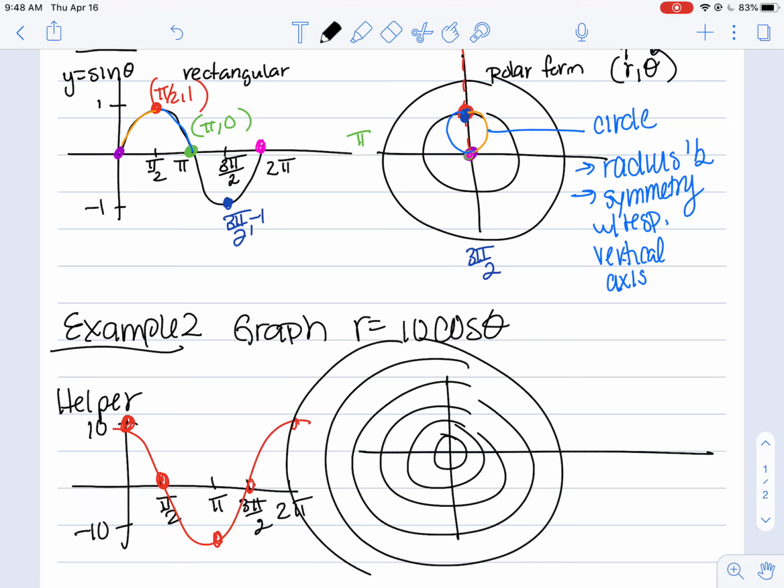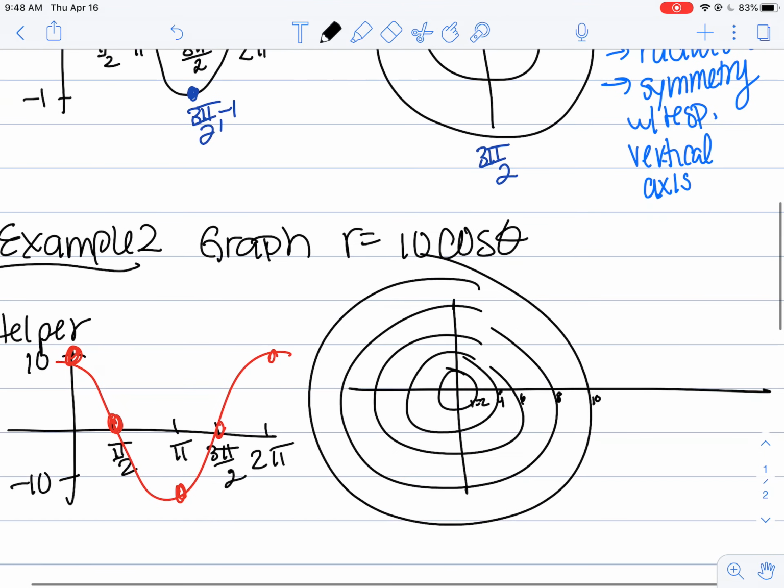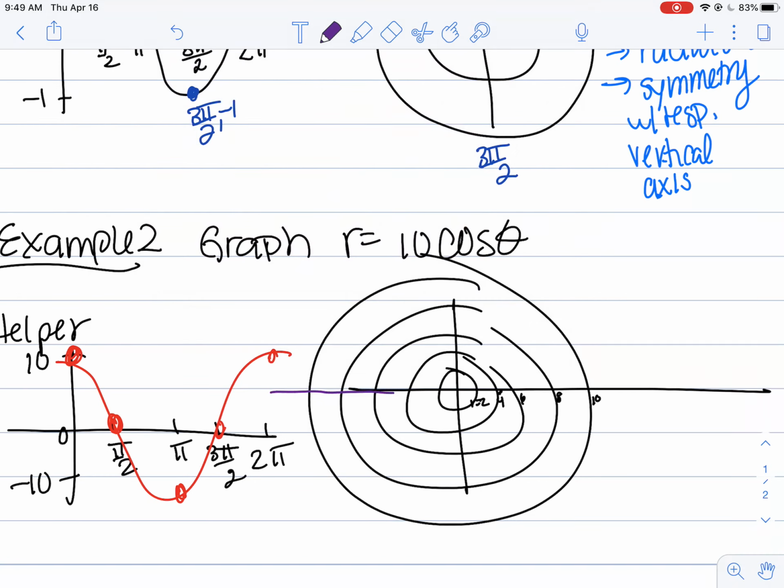Oh well, maybe this was a bad example, but we can rescale it. We can let each one of these rings stand for 2. So this is r equals 2, 4, 6, 8, 10. Then when my angle is 0, I'm going to plot at 10. When my angle is pi over 2, I'm back at 0. So I know that this is what my circle is going to look like. I know that my radius is 5 units.